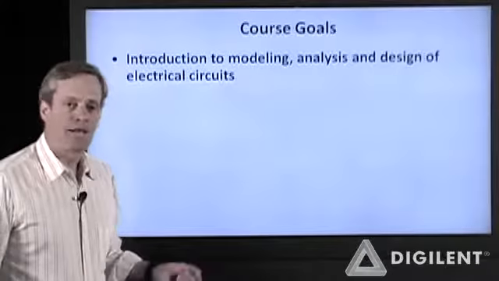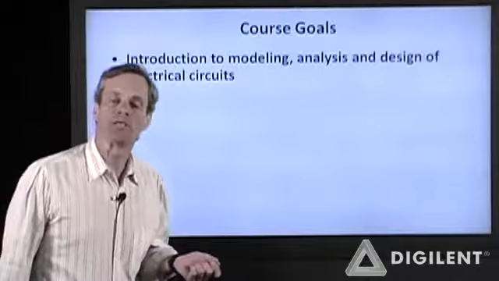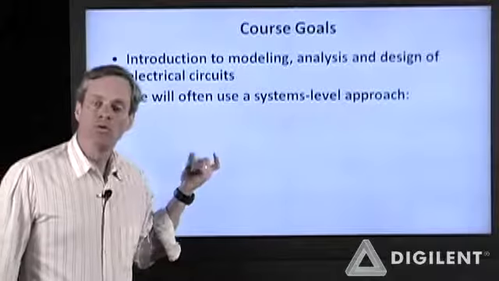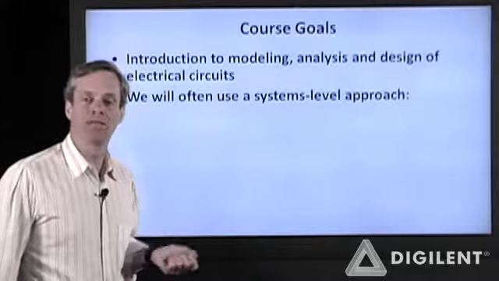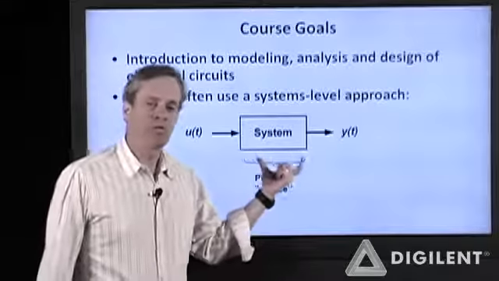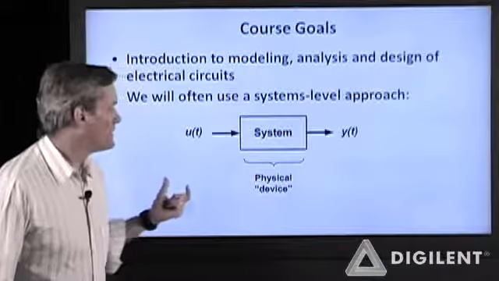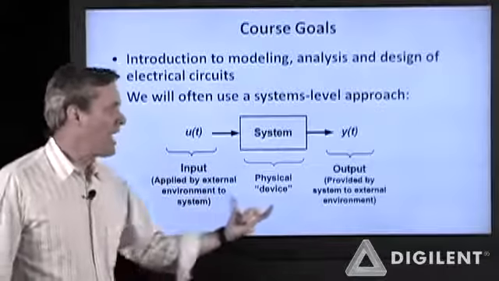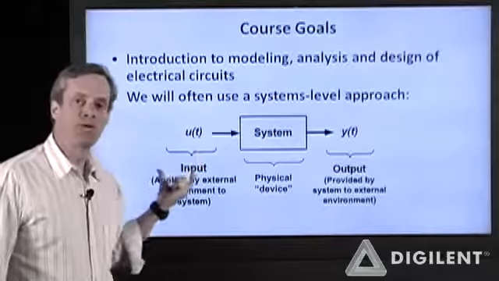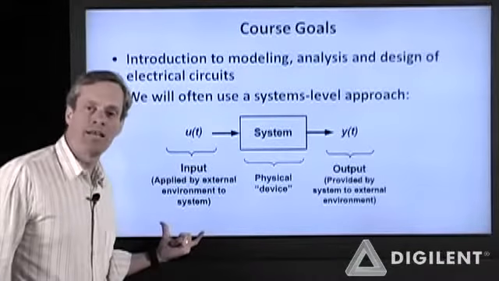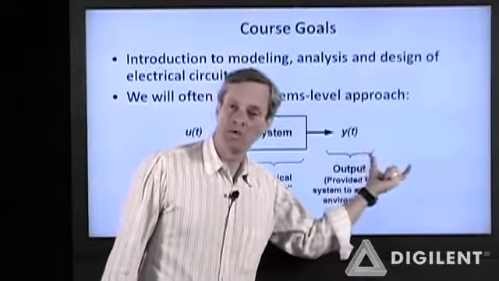Our primary goals for this class are to provide an introduction to modeling, analysis, and design of electrical circuits. Now, quite often we will use what is called a systems level approach to the electrical circuit design, analysis, and modeling. That simply means that we will represent our physical device as some kind of system. The system will have some input and some output, denoted by U of t and Y of t. U of t is provided to the system by the outside environment. Y of t is provided by the system back to the outside environment.